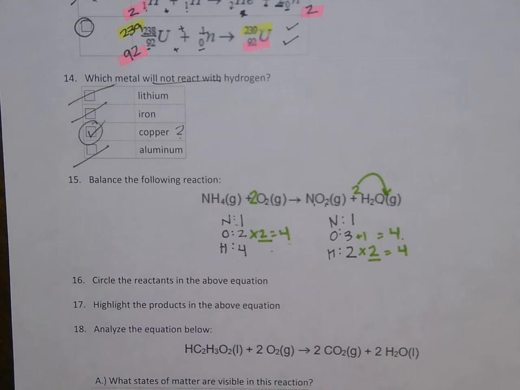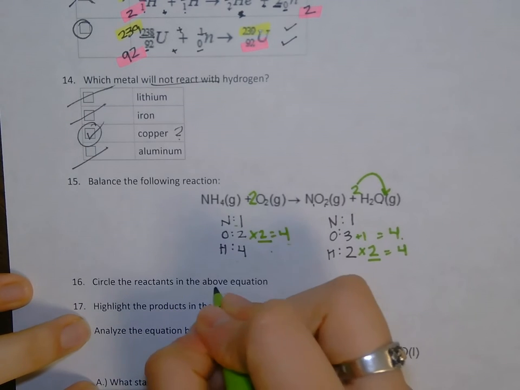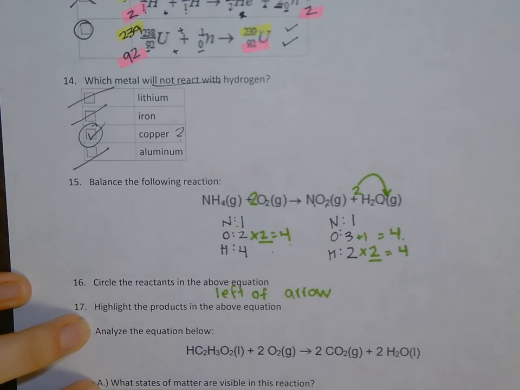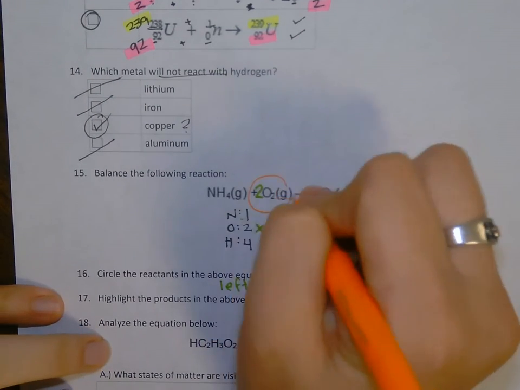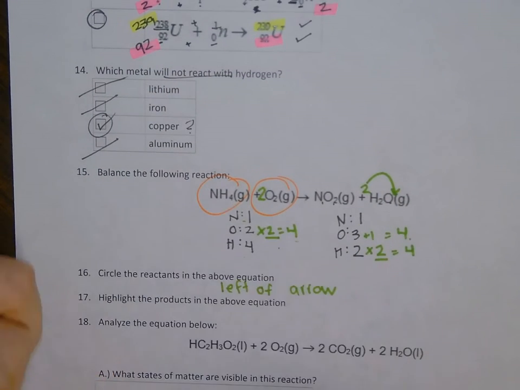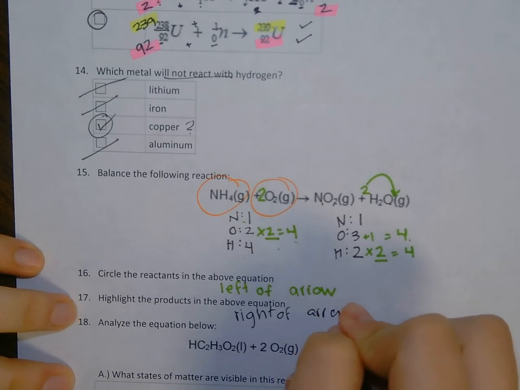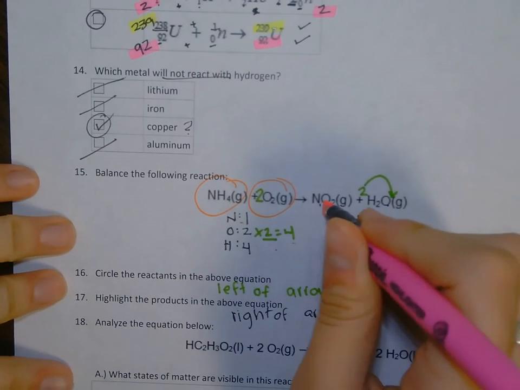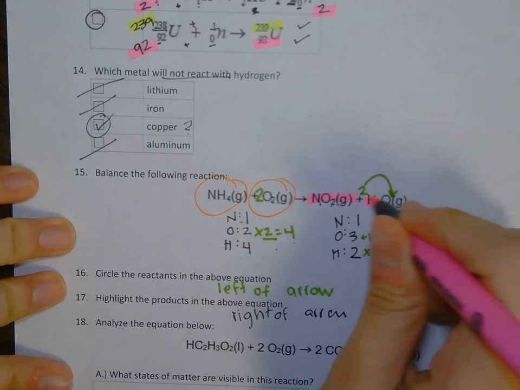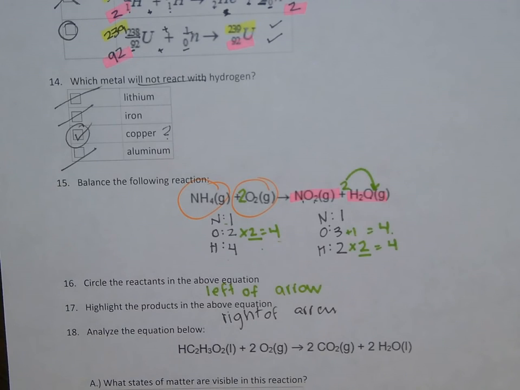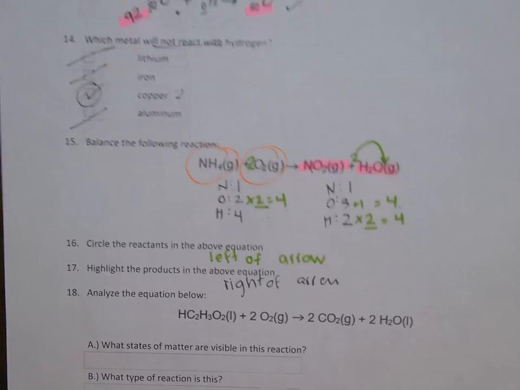Circle the reactants in the above equation. I know a reactant is anything to the left of the arrow. So things to the left of the arrow are oxygen and ammonium. Highlight the products in the above equation. I know that products are anything to the right of the arrow, and that is nitrous oxide and water. Actually, this is nitrogen dioxide. All right, cool. So I did number 16 and 17, pretty easy.